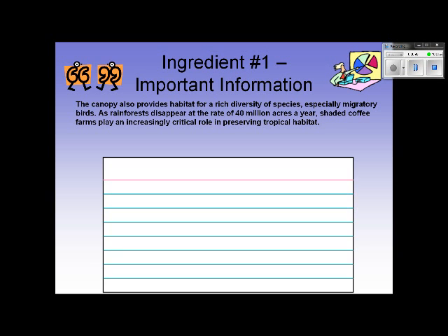The first thing I pulled out of here is that the rainforest canopy is really a habitat for many species. So I wrote that down: rainforest canopy, habitat for species. All the other words I felt weren't really important, and I didn't need to write them down. I also felt it was really important to know the great statistic that the rainforest disappears at 40 million acres a year. So I wrote: rainforest disappear, 40 million acres a year.